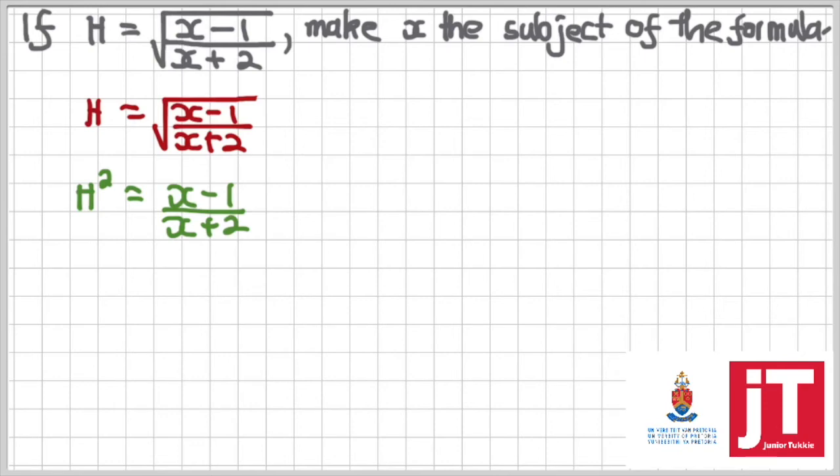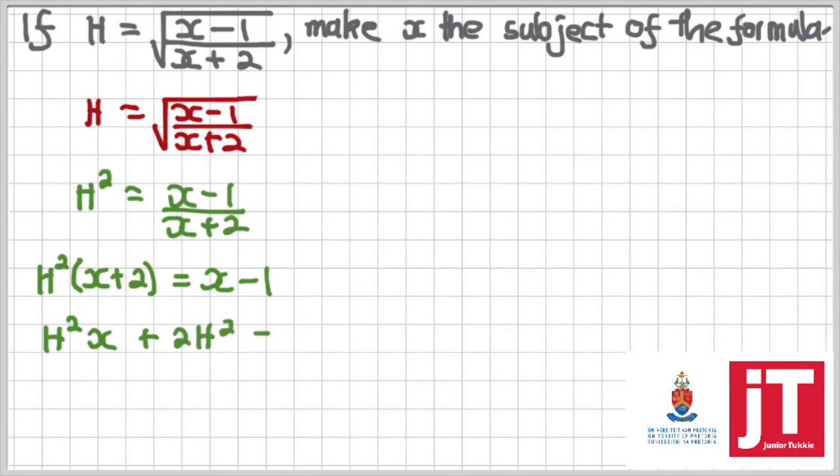But now I need to get rid of the denominator. I need to get rid of the fraction by multiplying both sides by the LCD of x plus 2. If I do that, I'm going to get h squared times, open bracket, x plus 2 is equals to x minus 1. Simplifying by removing brackets, I'm going to get h squared x plus 2h squared is equals to x minus 1.